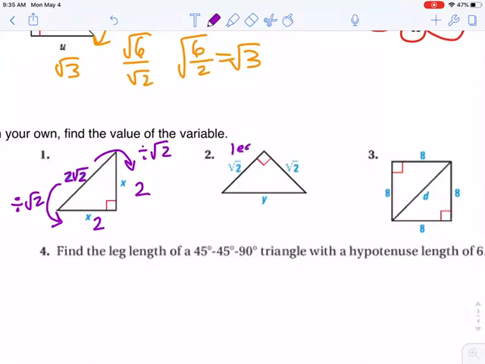All right. This right here, we're given legs that are radical 2. So it really doesn't matter which leg I take. I'm going to take this one. I'm going to multiply it by radical 2. So the hypotenuse is going to be radical 2 times radical 2, or just regular 2. All right, y equals regular 2.